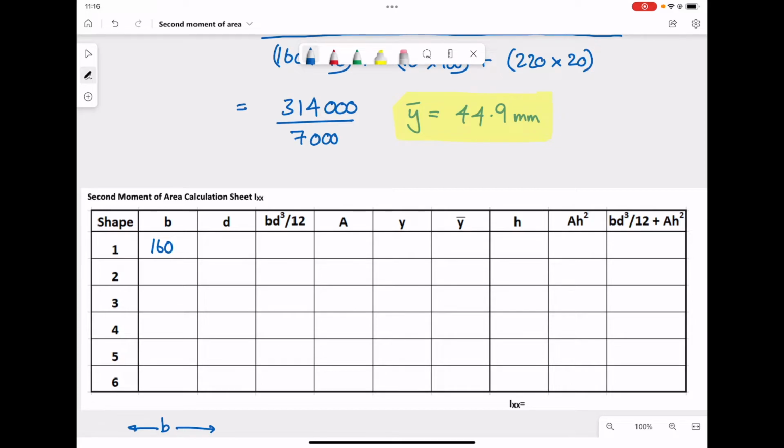160 and 10, 10 and 100, 220 and 20. Based on the B and D values, we can calculate the second moment of area for a rectangle about its own centre. It's given by the equation BD cubed over 12. Using each of the three pairs of values, we can calculate and fill in the values in this column.